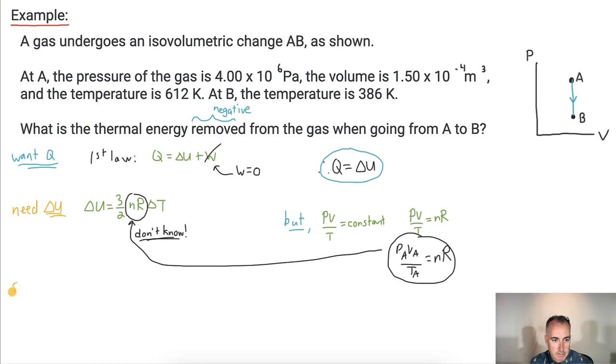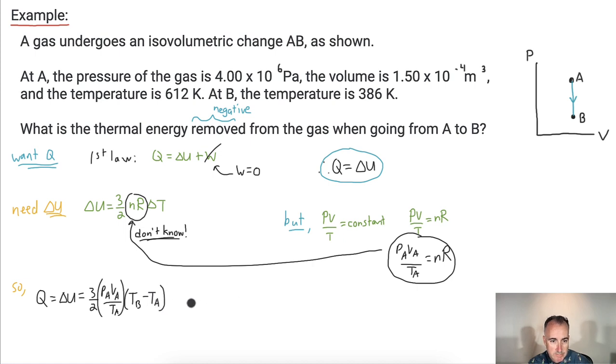So I'll put it all together now. I have delta U, and remember that's also Q. We just said that Q, the thermal energy removed, is equal to delta U, which is equal to 3 halves times NR, which remember is PAVA over TA. That's the part that wasn't obvious. I didn't think that was super easy here. And what am I going to put in here? I want delta T, the change in temperature, so it's the temperature at B minus the temperature at A.